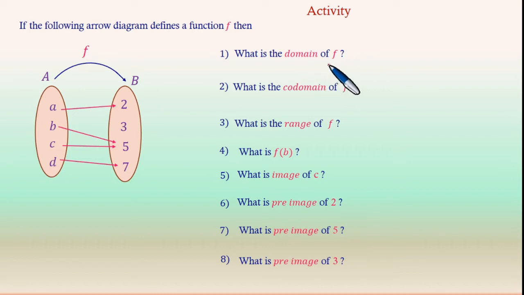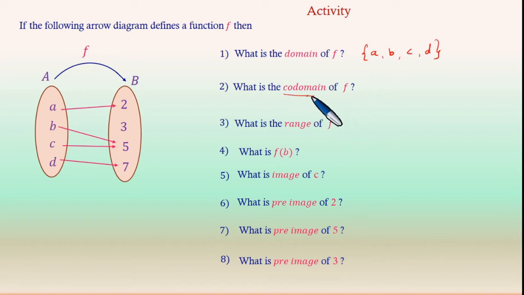What is the domain of F? Domain is the first set elements. The input values are the domain. First set elements are the domain. So domain of F is A, B, C and D. These are the 4 elements of the domain.